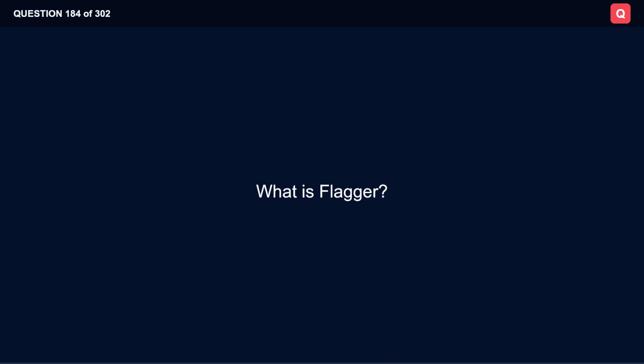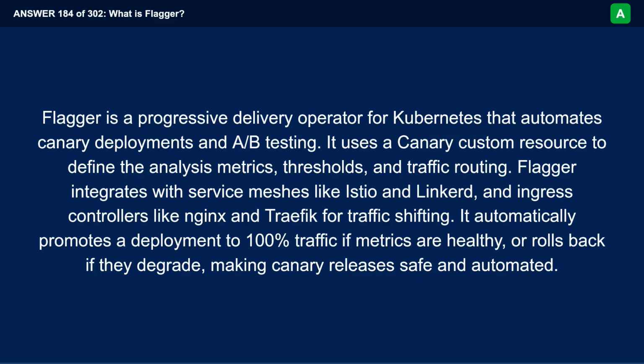What is Flagger? Flagger is a progressive delivery operator for Kubernetes that automates canary deployments and A/B testing. It uses a canary custom resource to define the analysis metrics, thresholds, and traffic routing. Flagger integrates with service meshes like Istio and Linkerd, and ingress controllers like Nginx and Traefik for traffic shifting. It automatically promotes a deployment to 100% traffic if metrics are healthy, or rolls back if they degrade, making canary releases safe and automated.